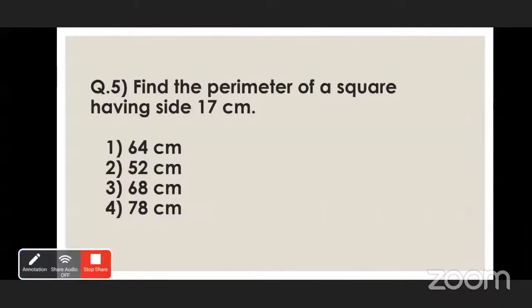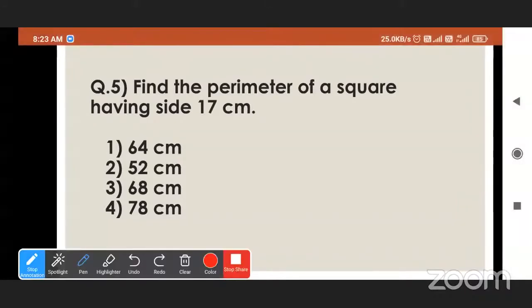Okay. Here question number 5. Find the perimeter of a square having side 17 centimeter. So this is a square. In a square all sides are equal. The given side is 17 centimeters. So what is the perimeter of this square? If the given side is 17 centimeter, what is the perimeter of this square?